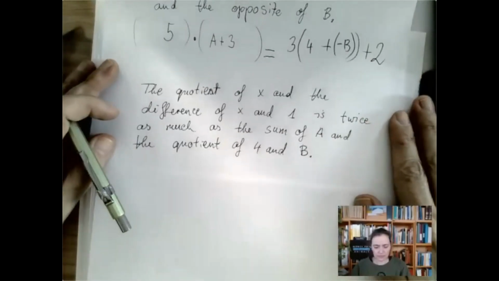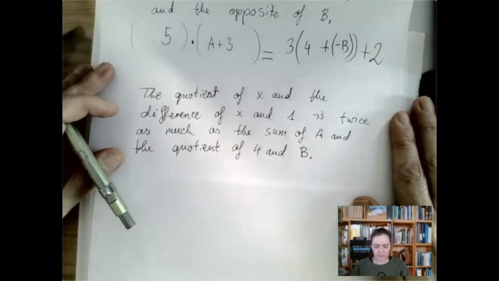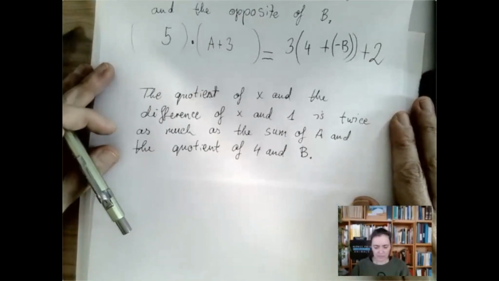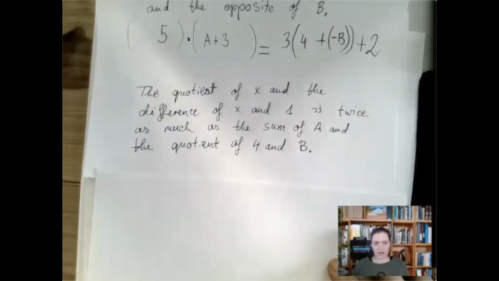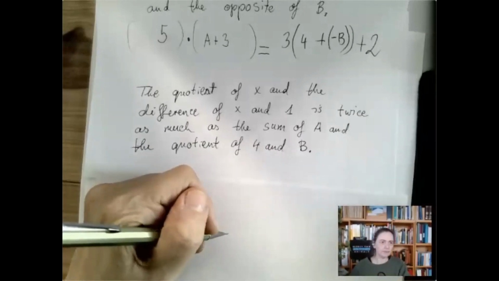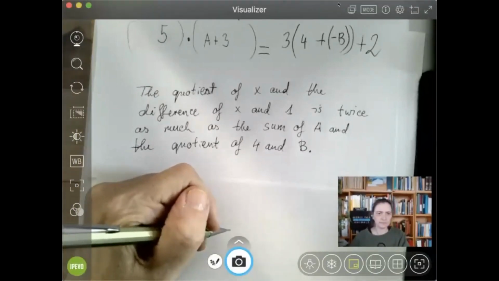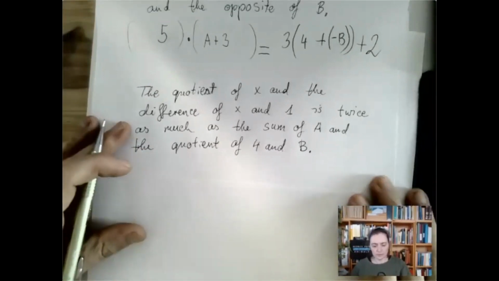Okay. The quotient of x and the difference of x and 1 is twice as much as the sum of a and the quotient of 4 and b. Ooh. Oh, okay. I just saw that you have 2 parts. So I think you might have it right. Let me go back to the paper. Sometimes it freezes when I don't see the paper. So, all right.